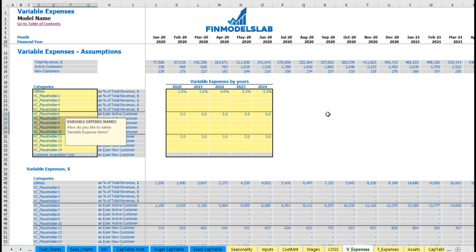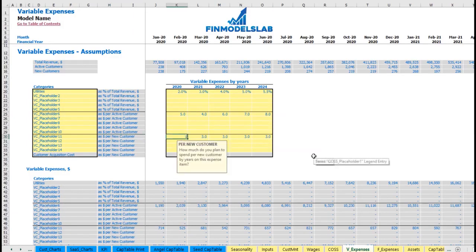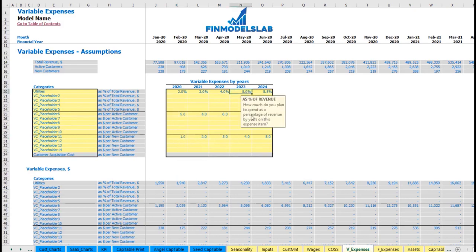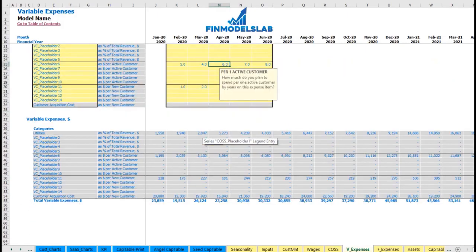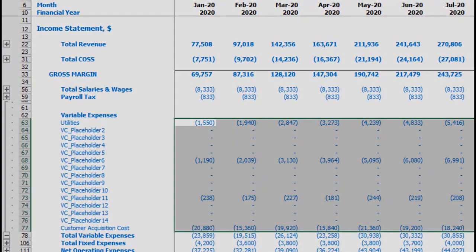And additionally, in the same way, you can input your variable expense as a dollar per active customer, 5, 4, 6, 7, 8, and as a dollar per new customer, 1, 2, 3, 4, 5. You have also notes for each of the types of these variable expenses, with some explanation of what you are supposed to input in the cell. And as a summary, in the income statement you may find a section of variable expenses, and you may see all the detailization of variable expenses line items and the detailization by months.